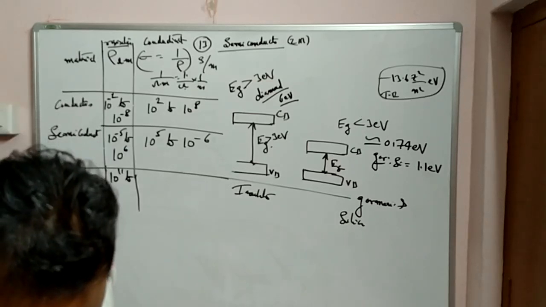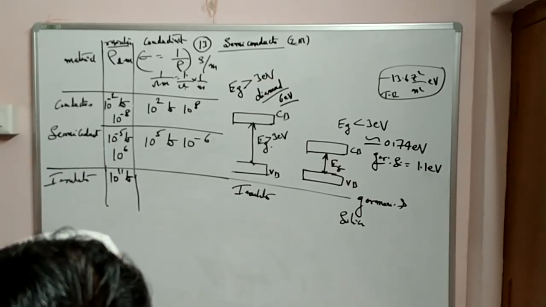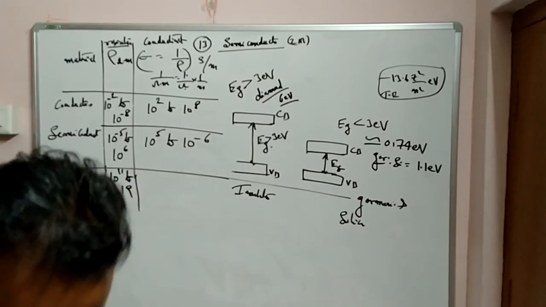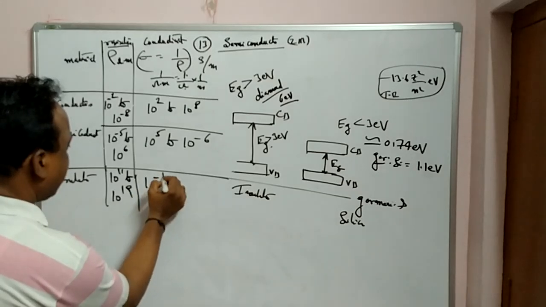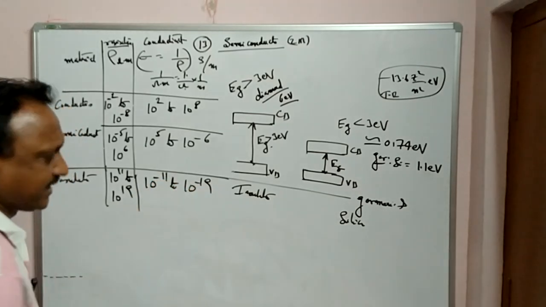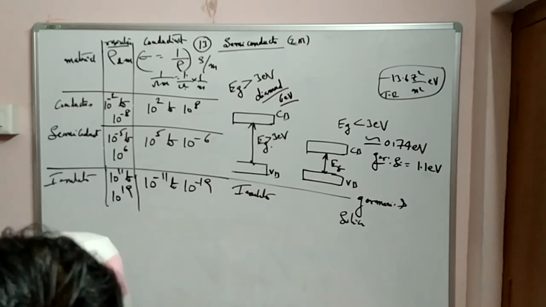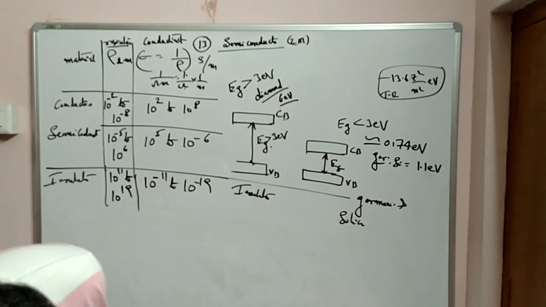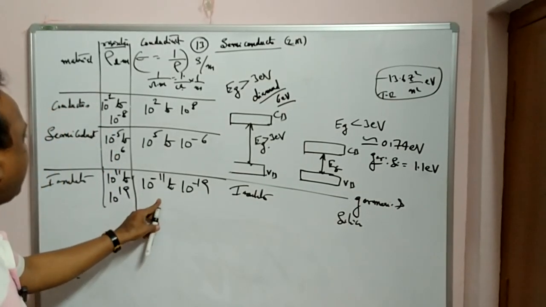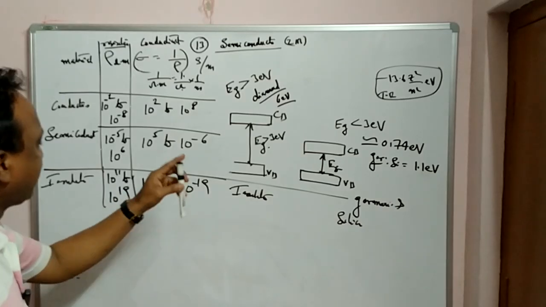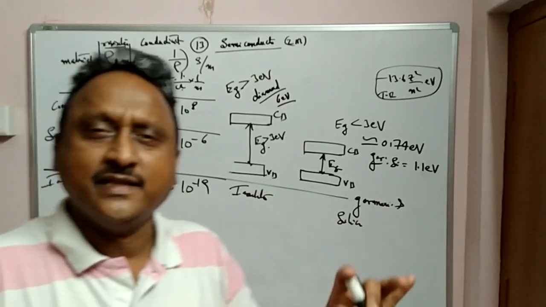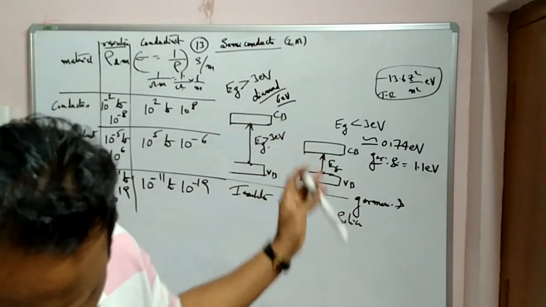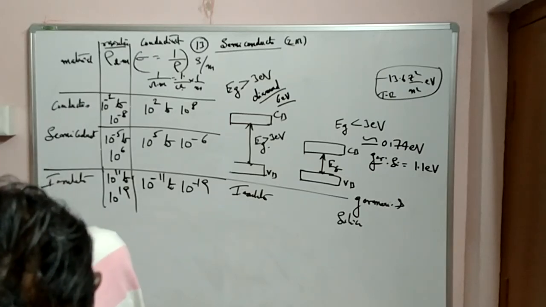For insulators, 10 power 11 to around 10 power 19 ohm meter, and the inverse is 10 power minus 11 to 10 power minus 19 Siemens per meter. Please check the values, because in the examination they may ask 10 power 11 to 10 power 19. These are the values of specific resistance or resistivity, and the inverse of that is conductivity, for different materials. Please make a note of this and write the values correctly.